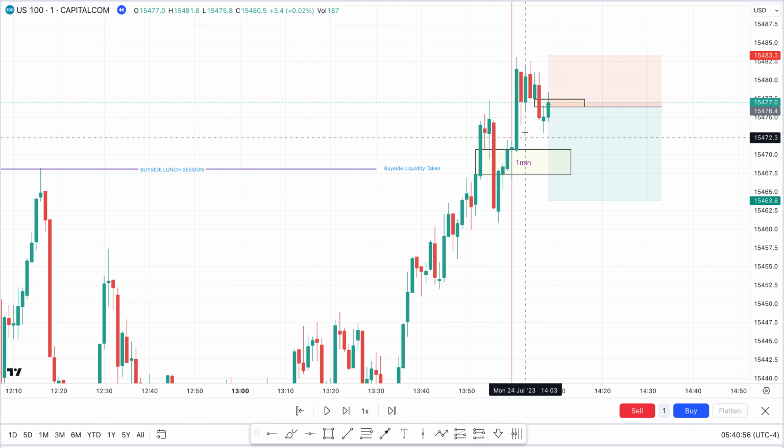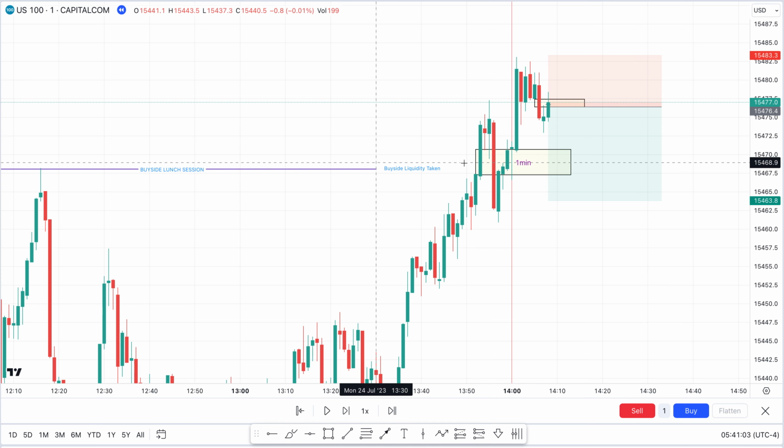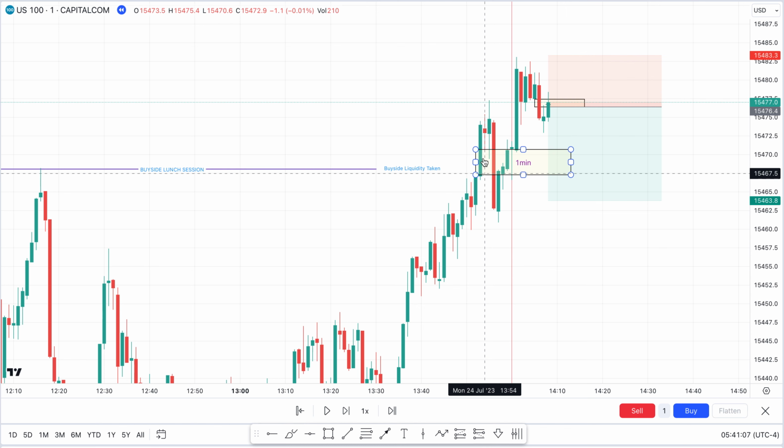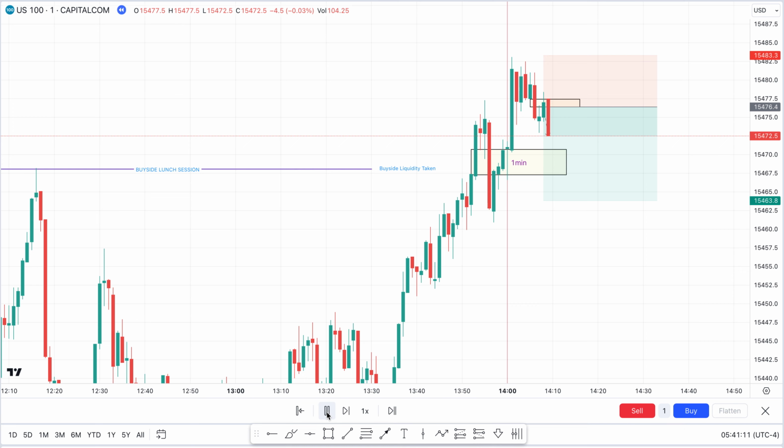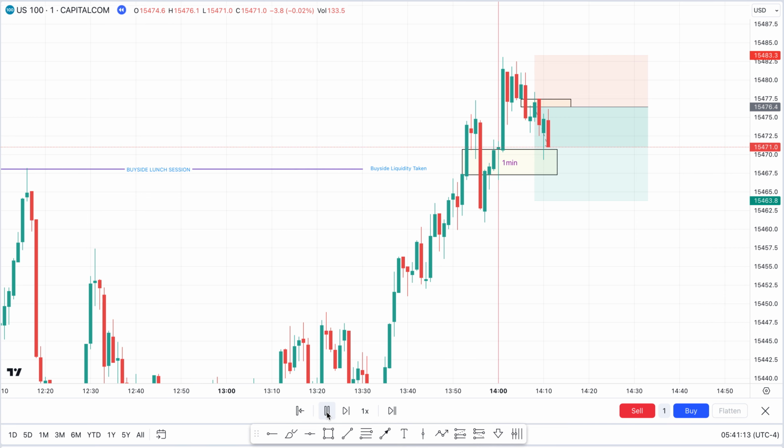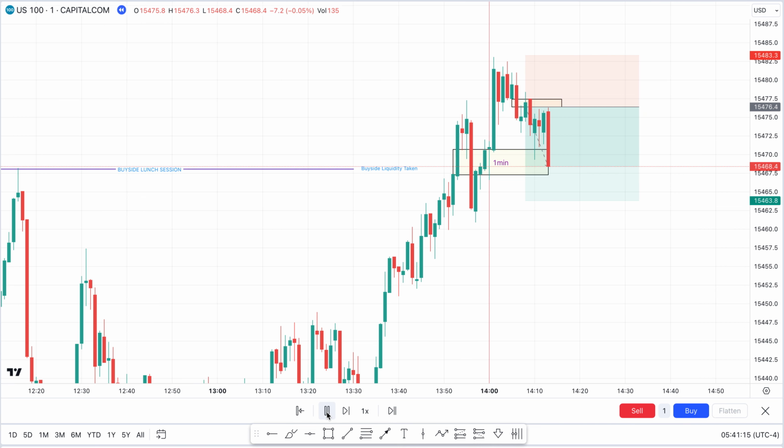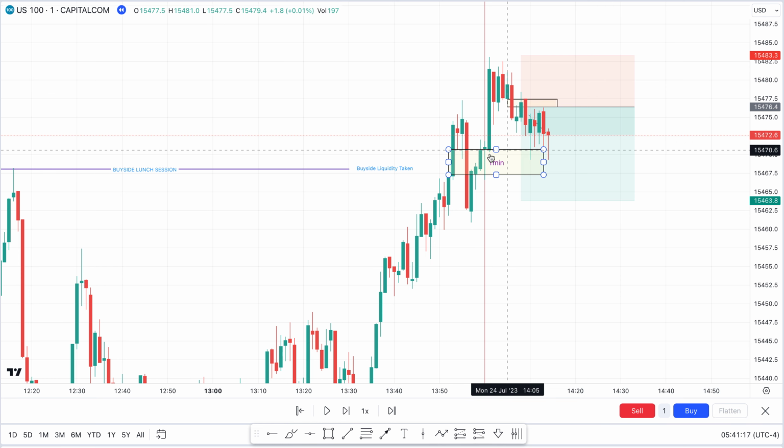So you'll see this fair value gap was respected. But just because this one was taken out and this is the one that's run liquidity, I treat this one as the more important fair value gap. There you see it got taken out, this fair value gap got taken out as well.